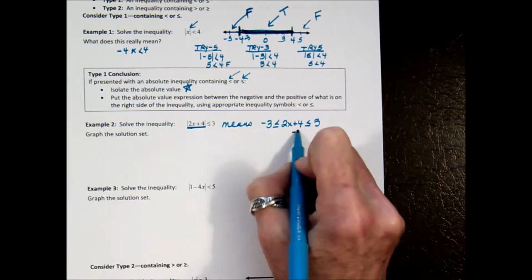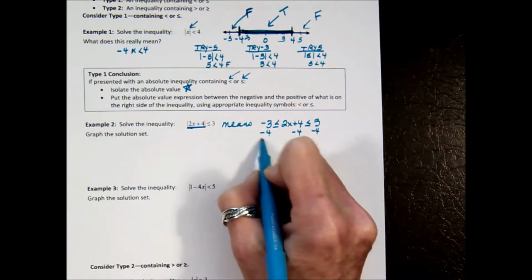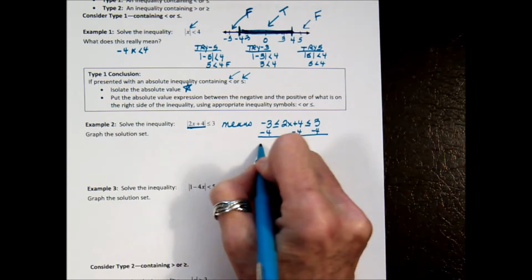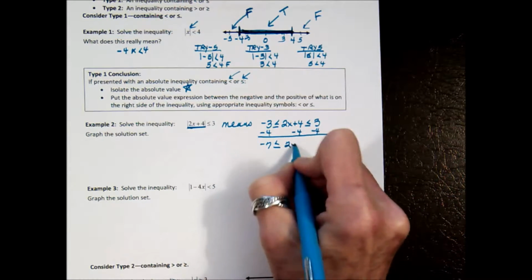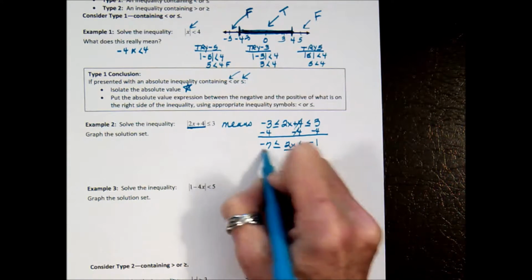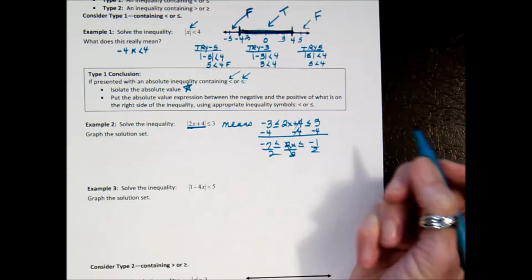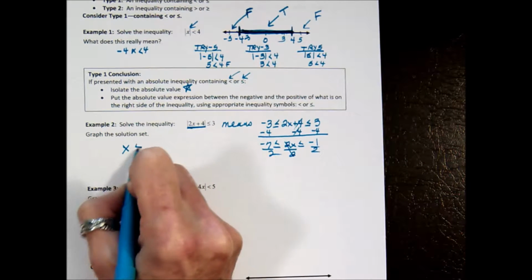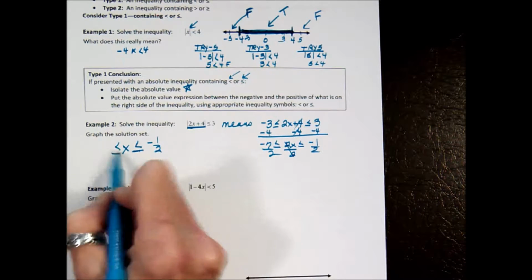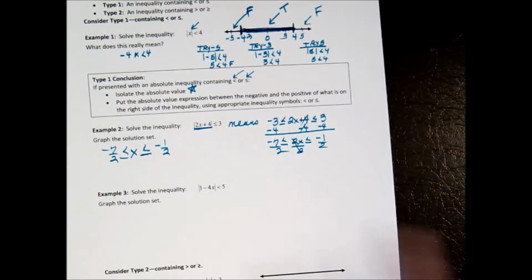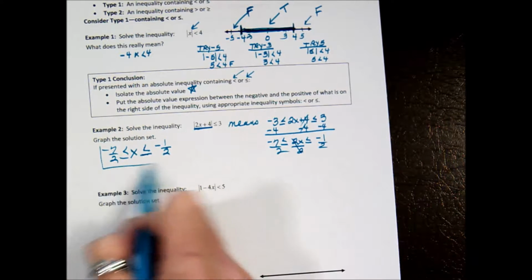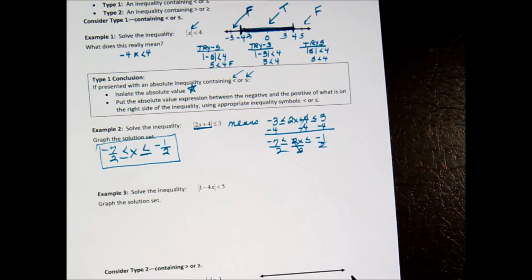Now, all I have to do is solve this, and I will get on my number line something whose region is true, just like I tested up here. So I have -7 is less than or equal to 2x is less than or equal to -1. I divide everything by 2, and what I end up with is x in between negative 7/2 on this side and negative 1/2 on this side. This is my inequality form of the answer.